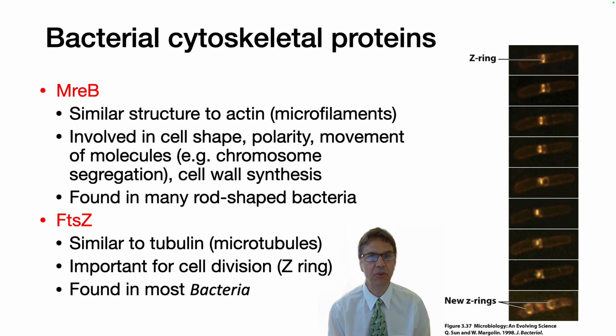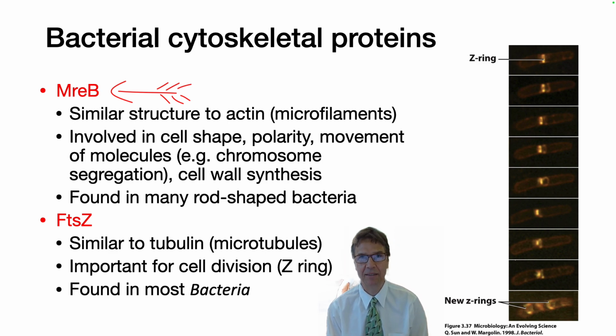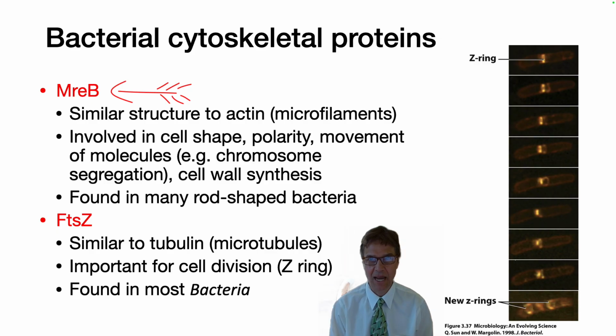We are going to highlight two important bacterial cytoskeleton proteins. These proteins are common in bacteria. MreB has a similar structure to actin, which is involved in microfilaments in eukaryotes, and it's a protein in your muscles. It is important in cell shape, polarity, movement of molecules, e.g. chromosome segregation, and cell wall synthesis.